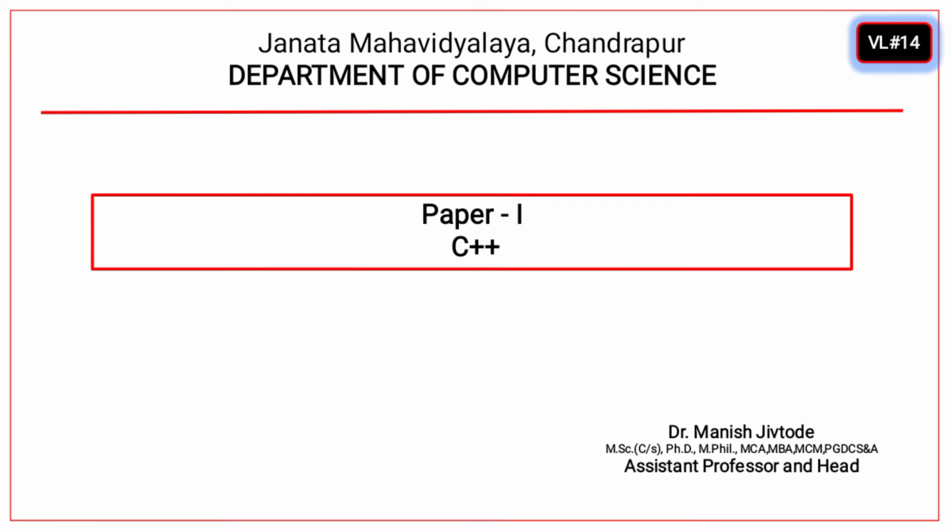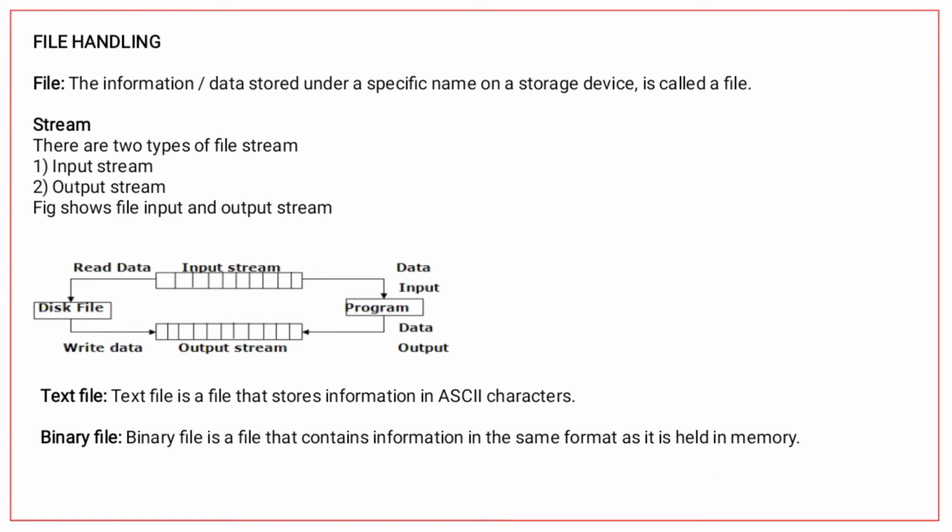Topic is file handling. What is a file? The information or data stored under a specific name on a storage device is called a file. Stream. Stream refers to a sequence of bytes. There are two types of file stream.